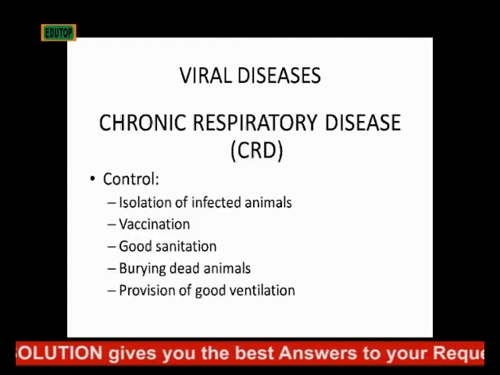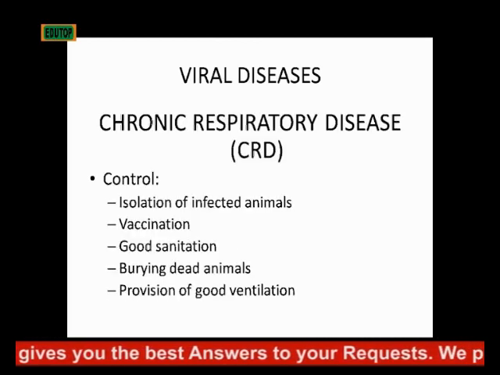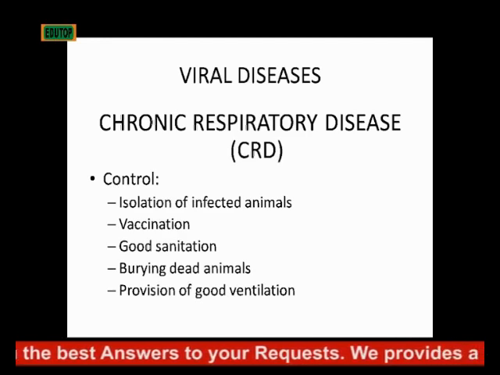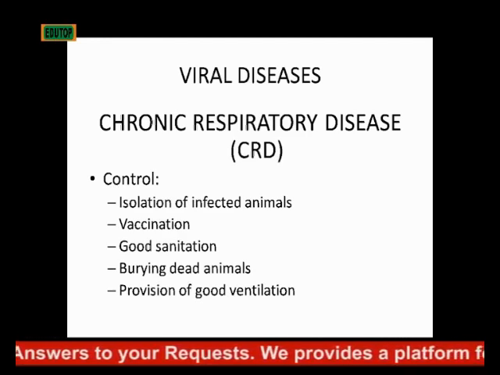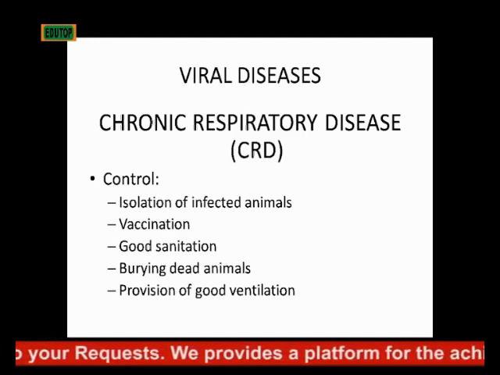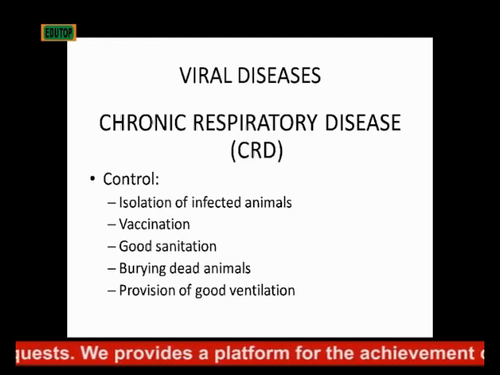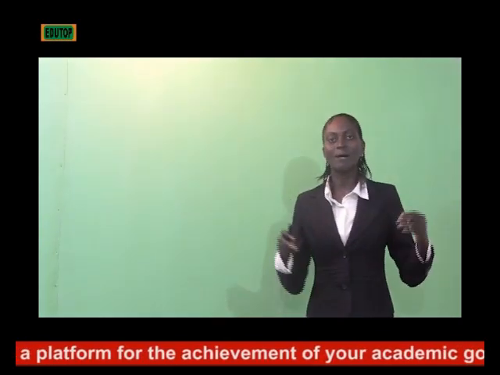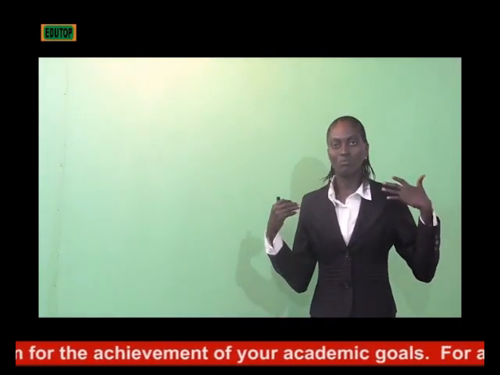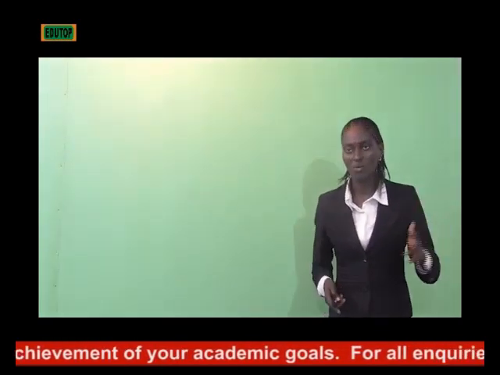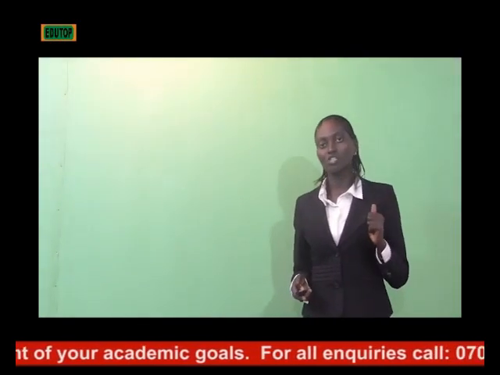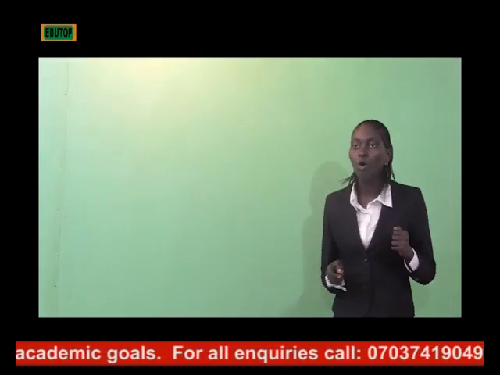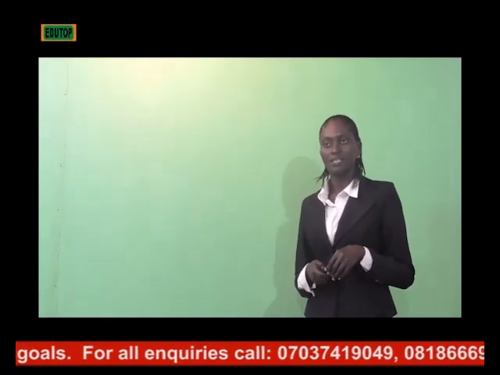The control: first, you isolate infected animals and you vaccinate them. Then good sanitation is also required. You bury dead animals, then you provide good ventilation such that the animals can breathe very well. So good ventilation is very essential to control chronic respiratory disease.